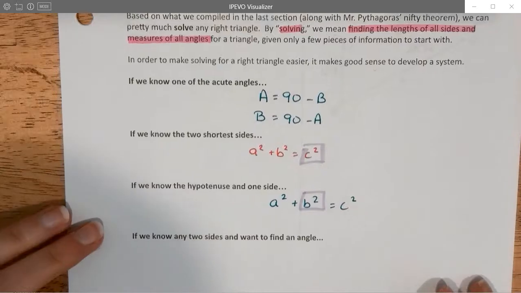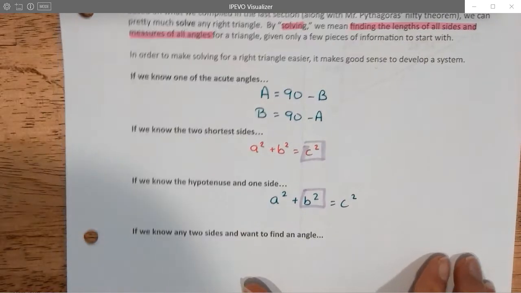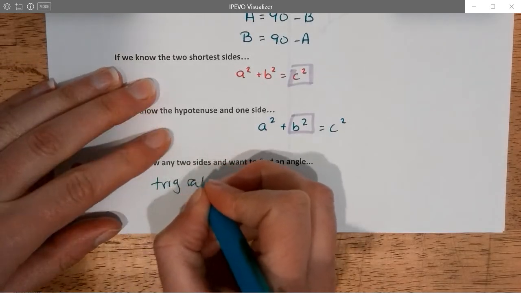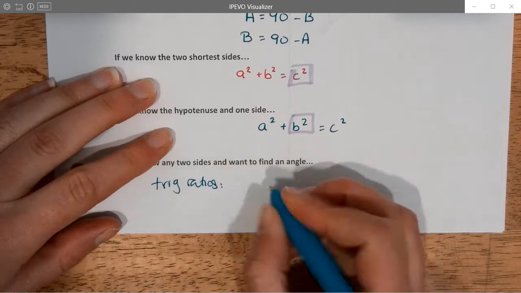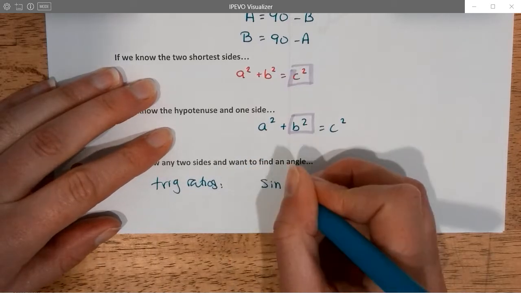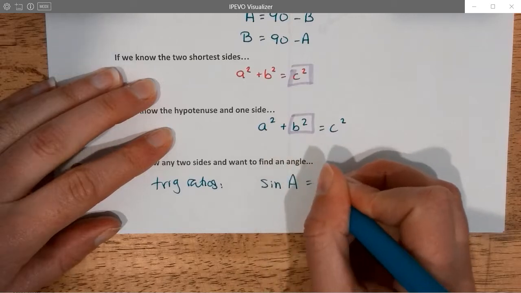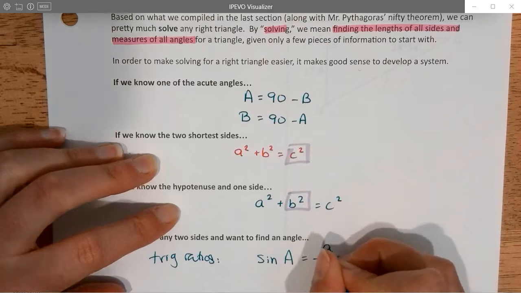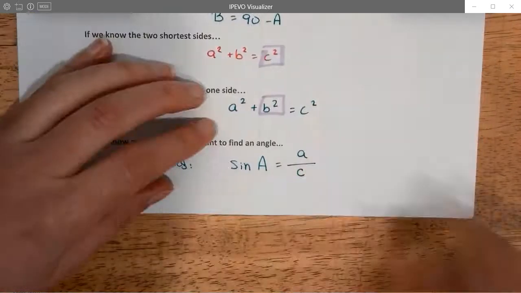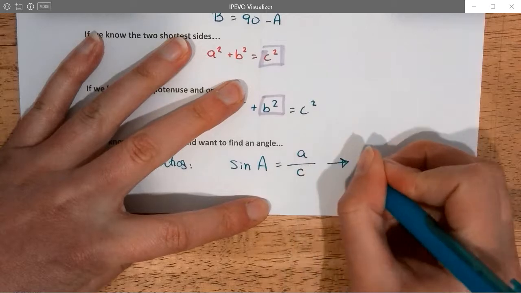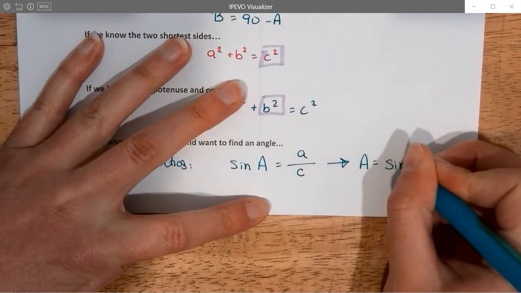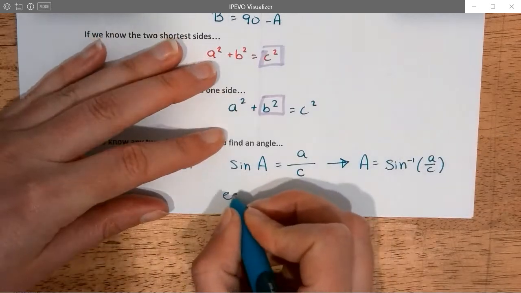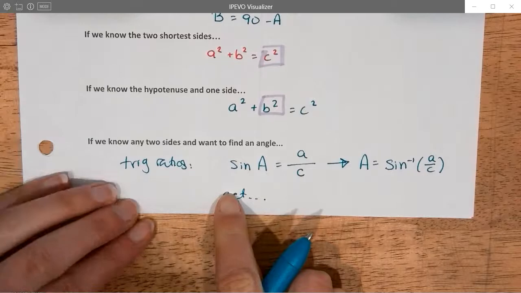If I know any two sides and want to find an angle, that's where I can use my trigonometric ratios. For example, I know that the sine of angle A is equal to the ratio of opposite, which is little a, divided by hypotenuse. And so if I wanted to find A itself, A would be the arcsine of the ratio little a over c, and then etc. for the other possible trig ratios.